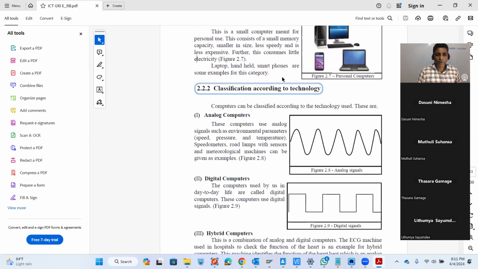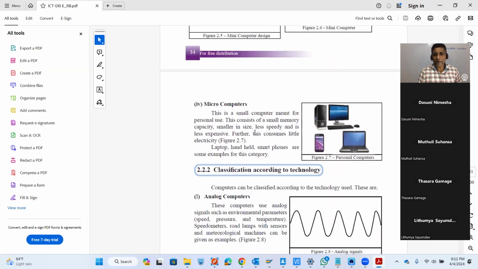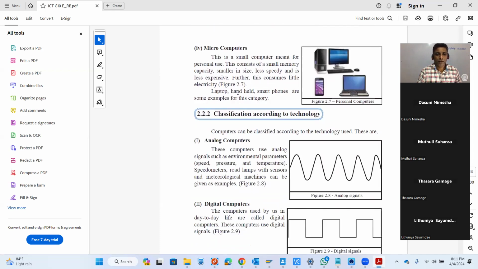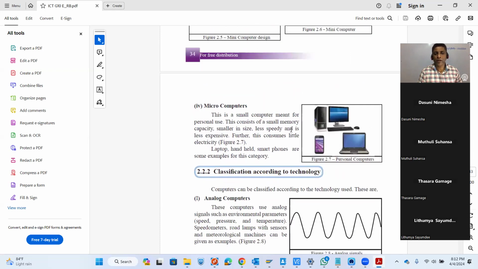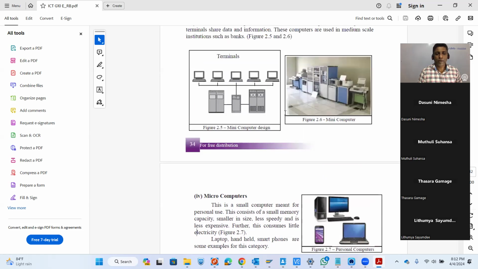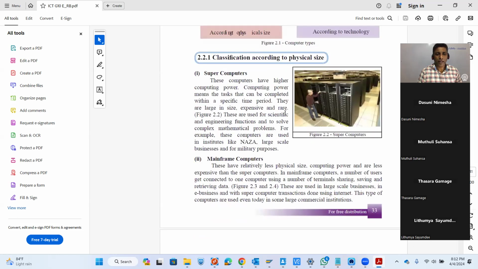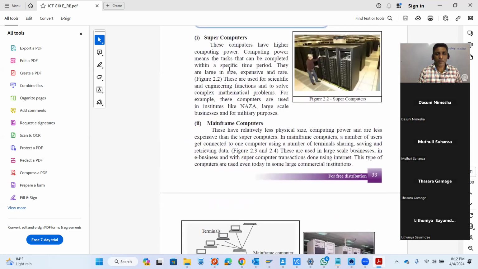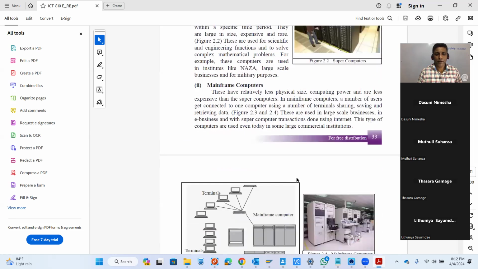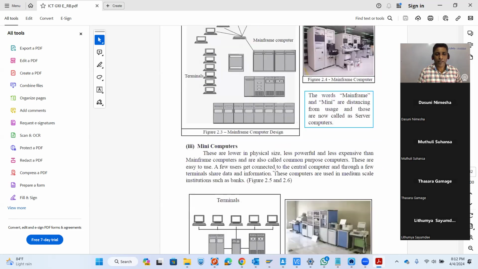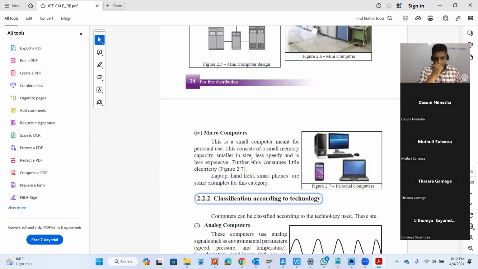So even at a very affordable cost we can operate these, right? Laptops, handhelds, smartphones are some examples of this category, the microcomputer. So you need to remember basically 4 categories, classifications according to physical size. The largest one is supercomputers, and the next one mainframe, right? Mini computers and microcomputers, right?